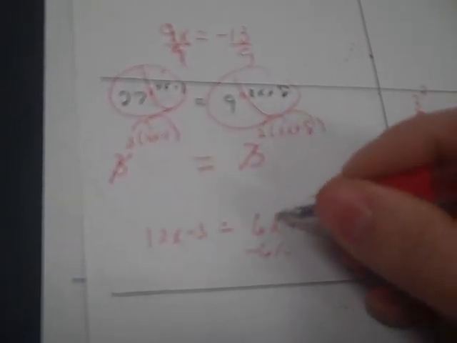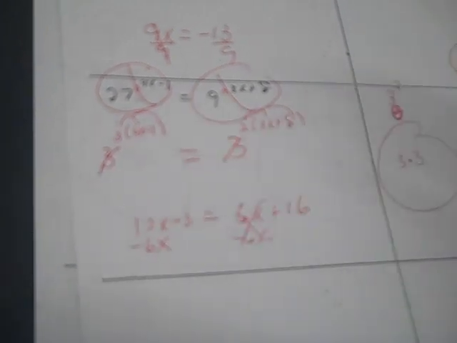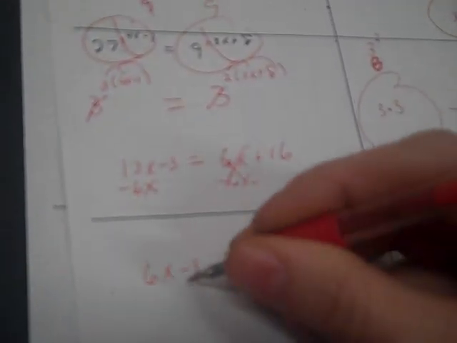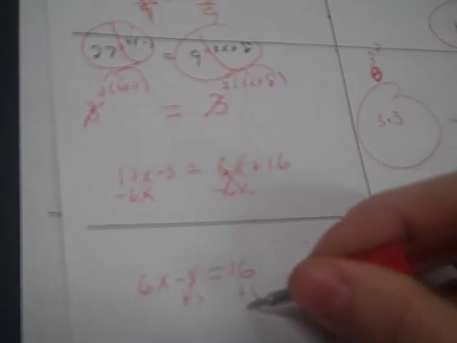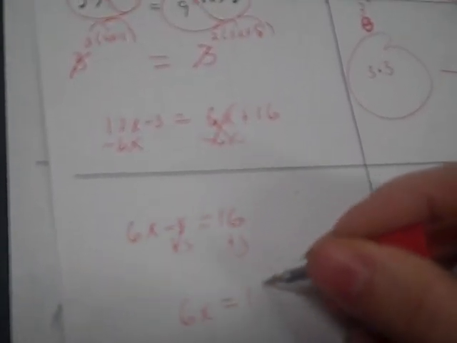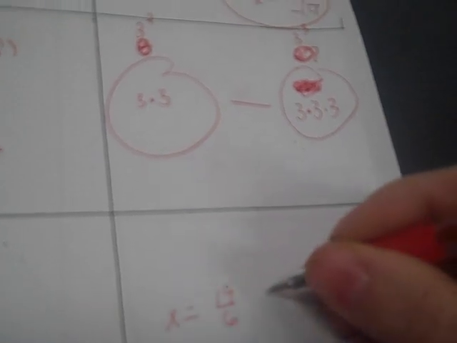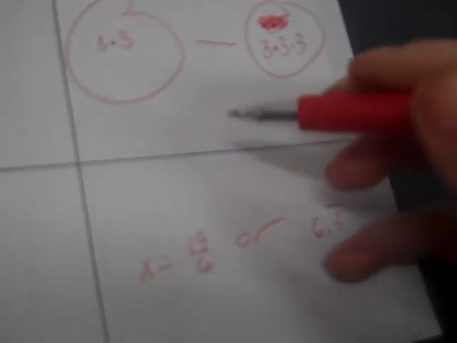So subtract 6x from each side. Be 6x minus 3 equals 16. Then add 3. 19 divided by 6 is a decimal. You can either leave it 19 over 6, or you can take 19 divided by 6, and that's 3.16 repeating.